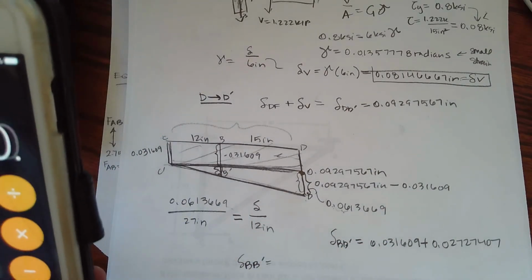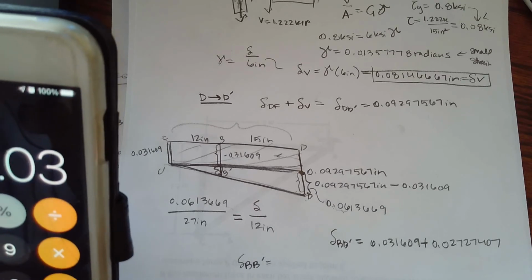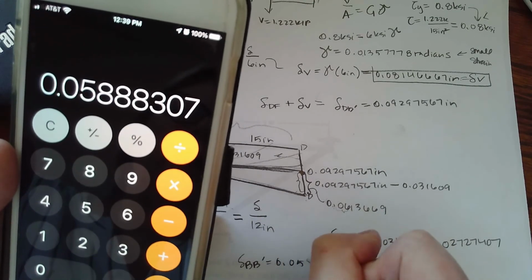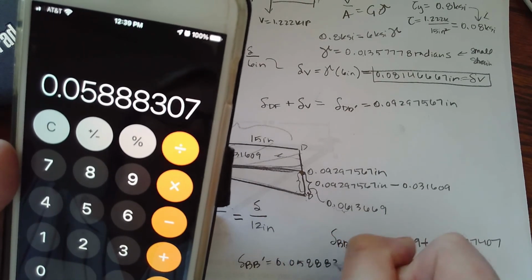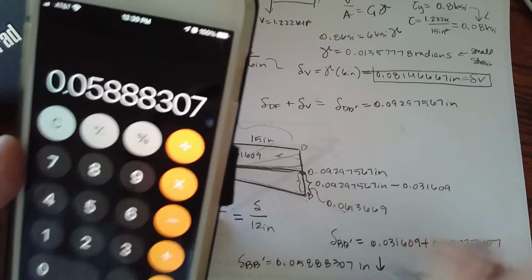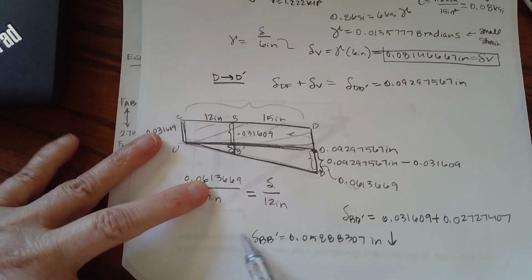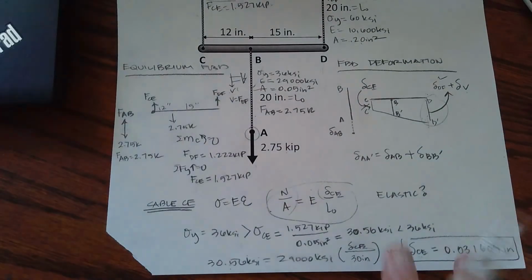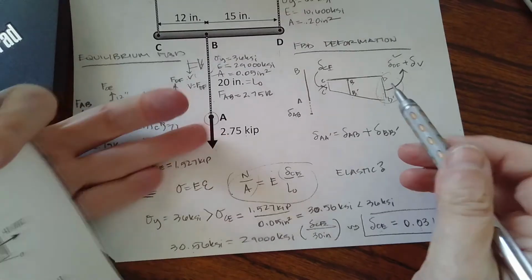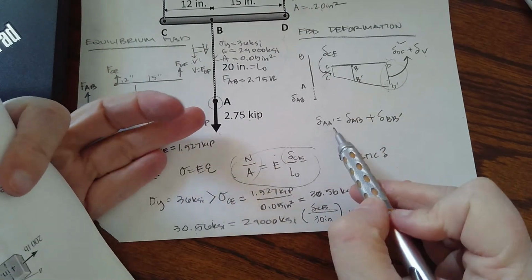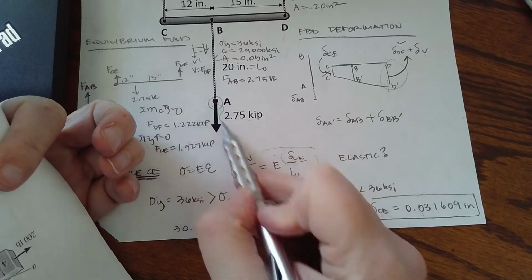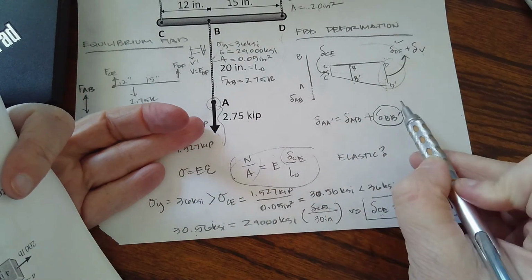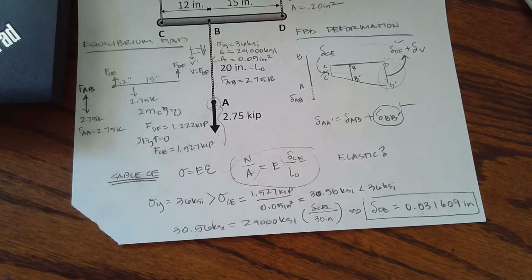Okay, so now let's find our total delta B to B prime. Plus 0.031609 equals, and I get 0.0588837 inches down. Okay, which is perfect. Now I have a big piece of my puzzle. If I go back and look, I know that when I want to find the whole displacement of A to the final after I measure, I have to deal with everything above the bar. Check. Now I need to go back and look at delta AB.